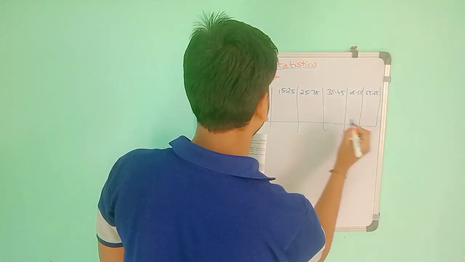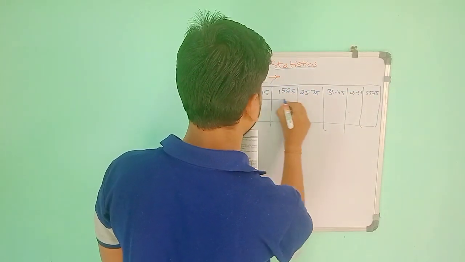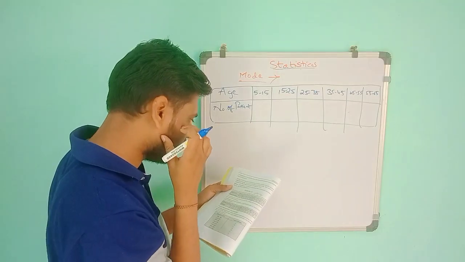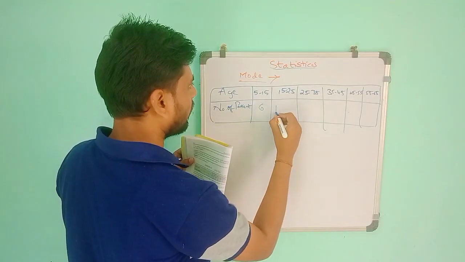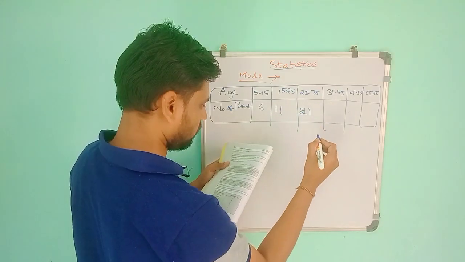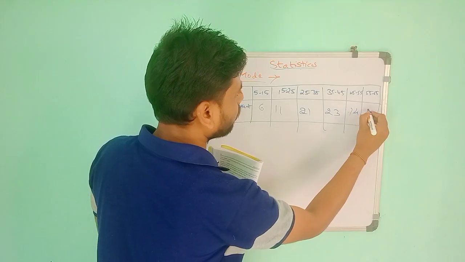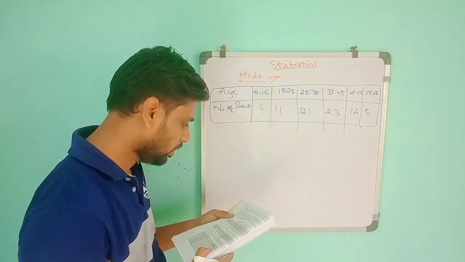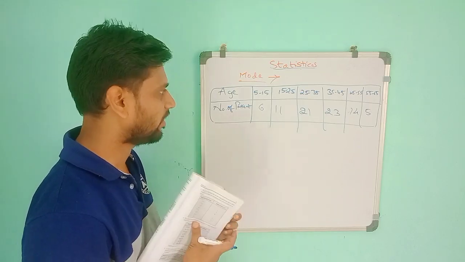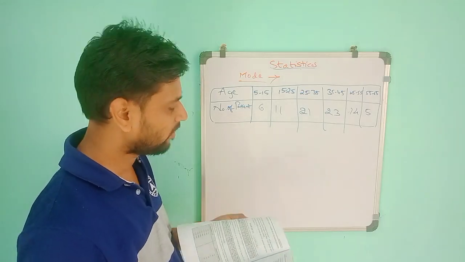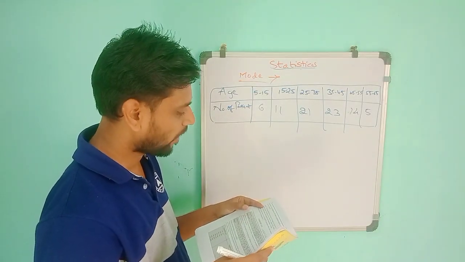So this side is the age values, and the number of patients is 6 for 5 to 15 years of age, then 11, 21, 23, 14 and 5. They told you to find the mode and the mean of the data given below, and compare and interpret the two measures of central tendency. Measures of central tendency means mean, mode and median. They told the specific mode and the mean.